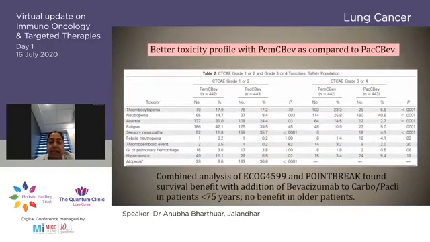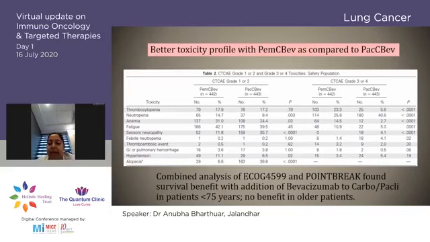The one big difference that did stand out was that the pemetrexed plus platinum plus Bev had a better toxicity profile as compared to the paclitaxel carbo bev arm, especially the neuropathy, which we all know can be very debilitating for patients.